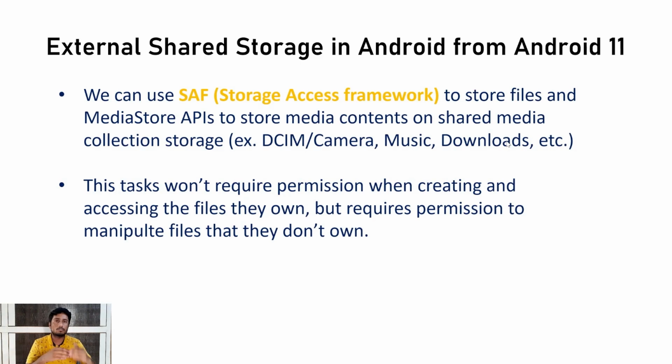Now, in order to work with scope storage, we have to use the SAF, storage access framework, to store files, and media store APIs to store any media like images, video or audio. This type of media, we need to store using the media store APIs as part of scope storage, and it will be stored in pre-built directories made by Android OS, like DCIM/camera. You might have seen these folders in your Android file manager.